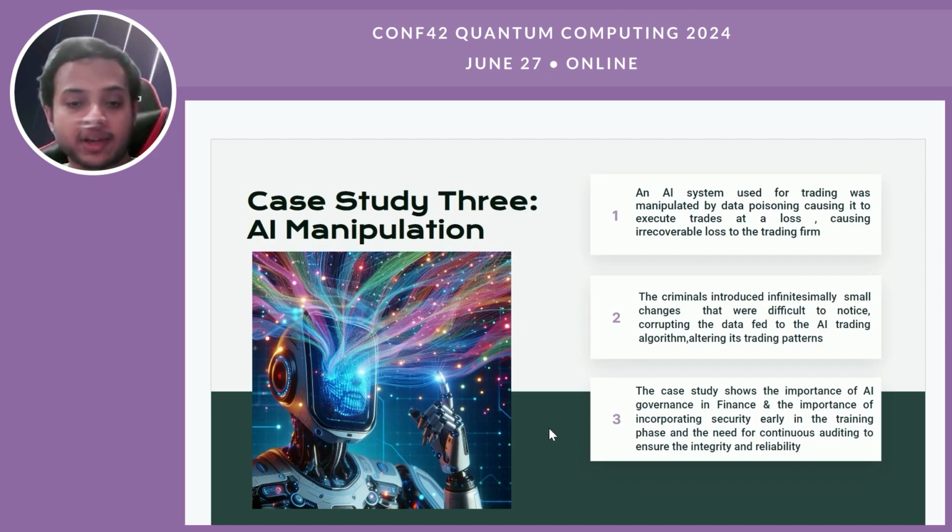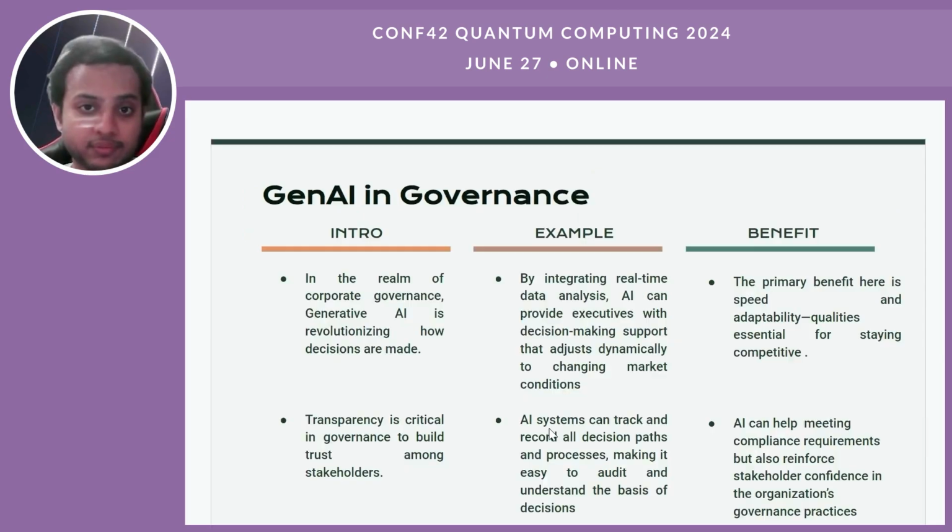So the problem with these kinds of attacks is that, because these are minor changes to the training data, it's very difficult to analyze and detect these algorithms. This shows the need for continuous auditing and detection, along with anomaly detection systems, in order to maintain the integrity and reliability of AI systems such as trading algorithms.